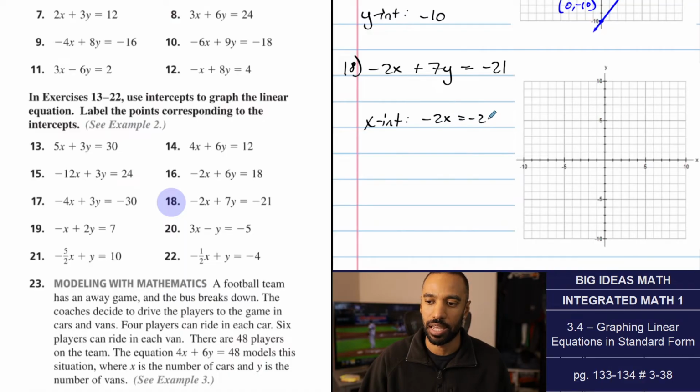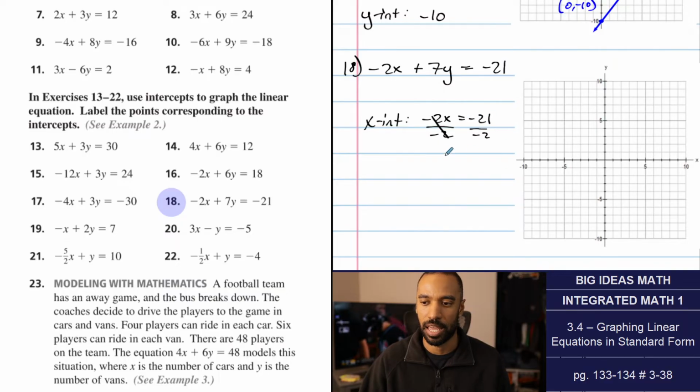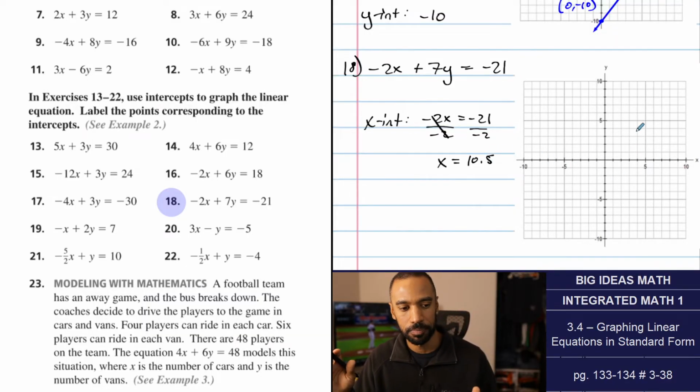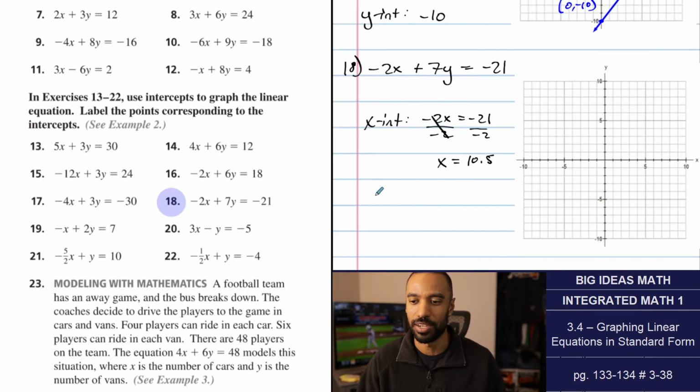Negative 2x equals negative 21. We'll divide both sides by negative 2. There's also a little trick in negative over negative is positive. And that's 21 over 2. 21 over 2 is 10.5. This one gets a little bit out of reach on my graph, right? A little bit. We'll deal. Halfway away from 10 is fine.